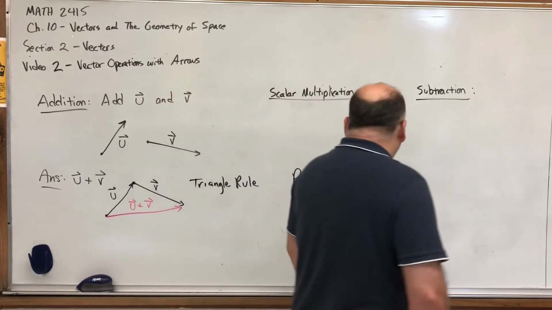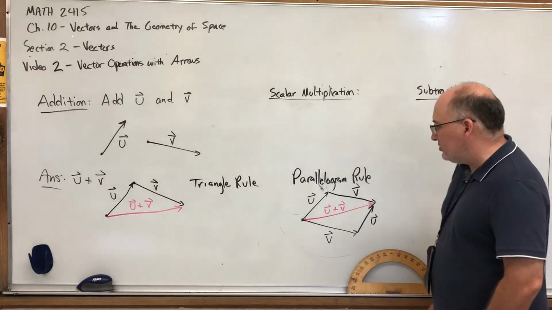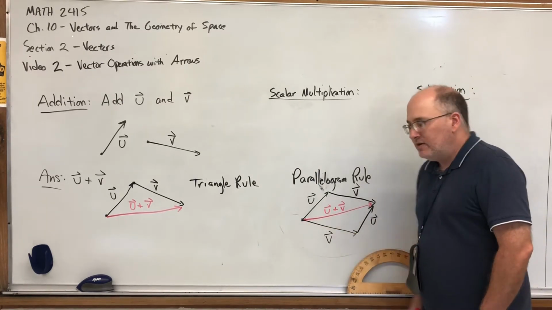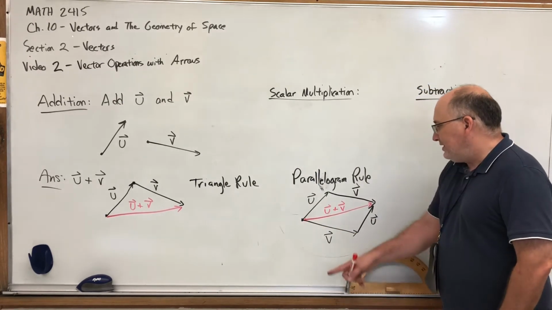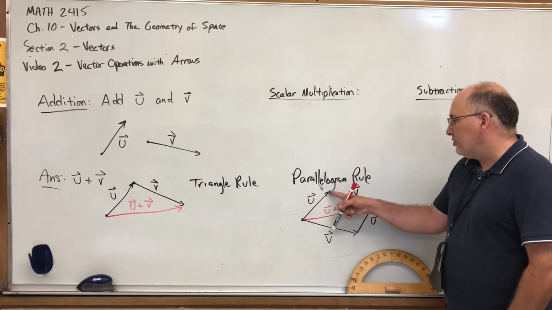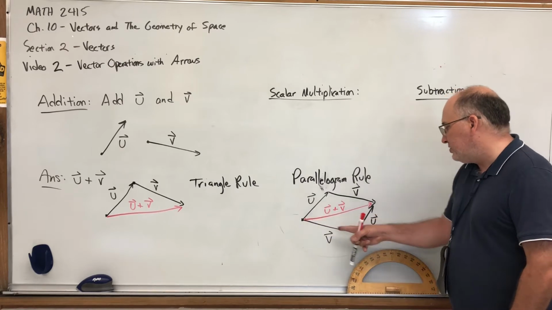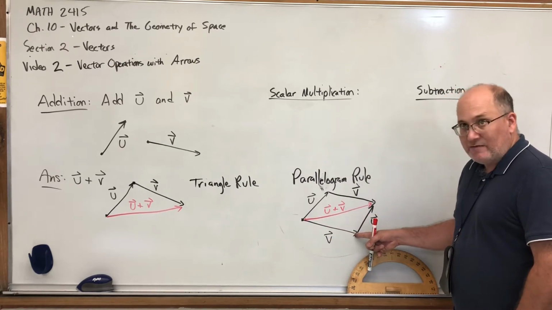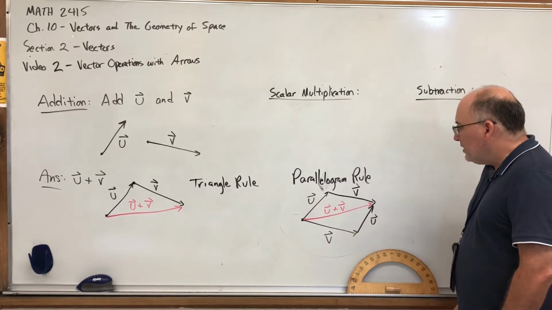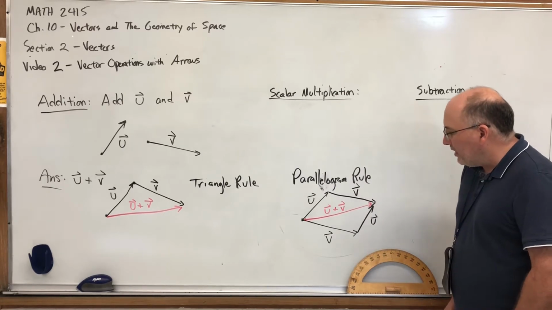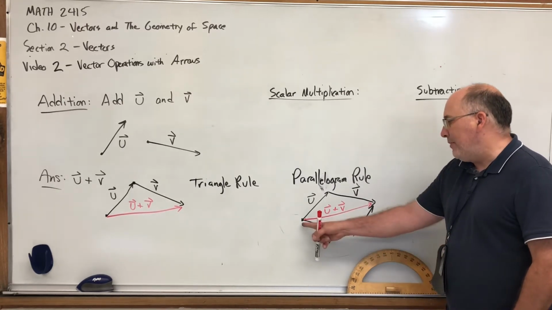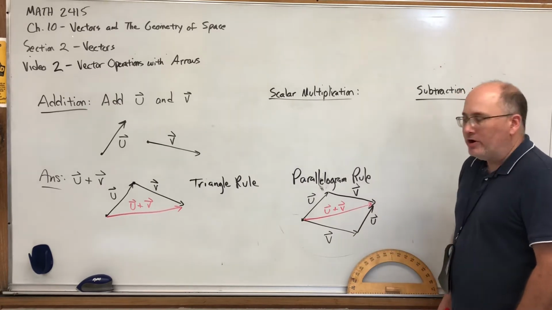The parallelogram rule says if you're finding the sum of two vectors and they share an initial point, then at the terminal point of the first vector, construct the second vector, and at the terminal point of the original second vector, construct the first vector. The sum is the diagonal of the parallelogram that connects the common initial point with the common terminal point.